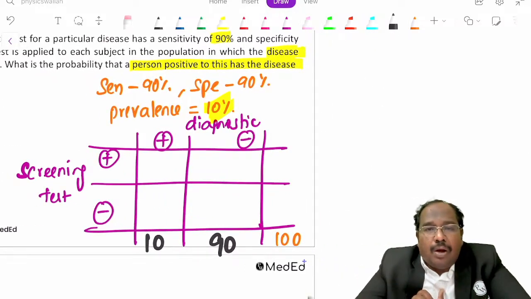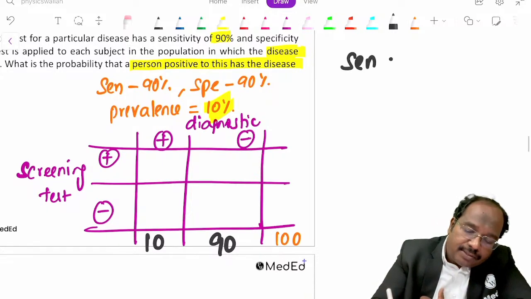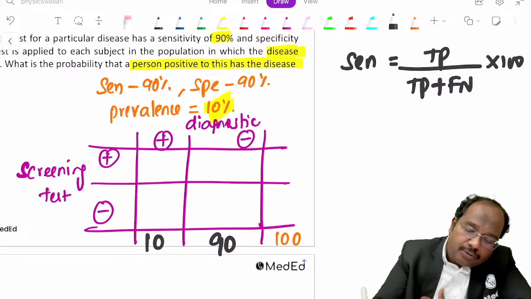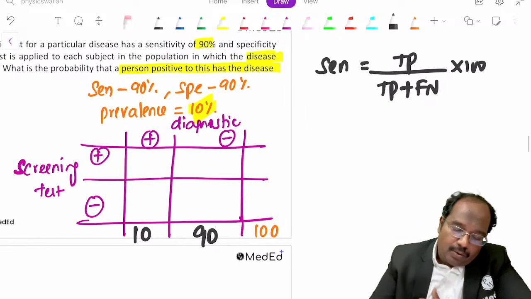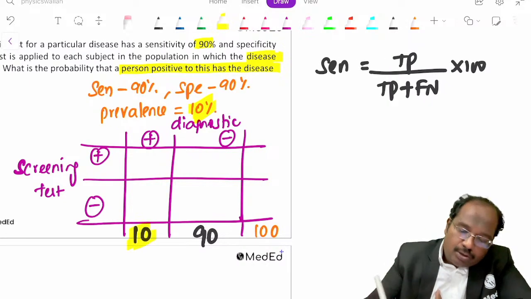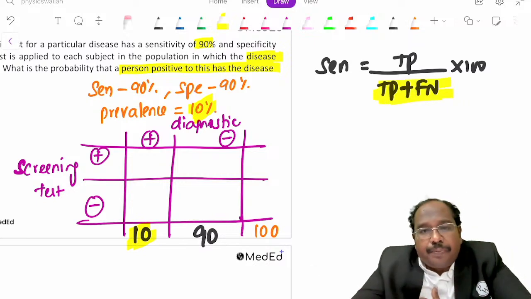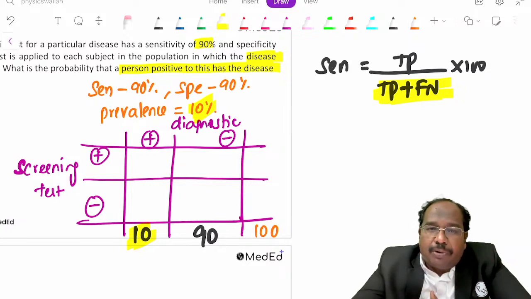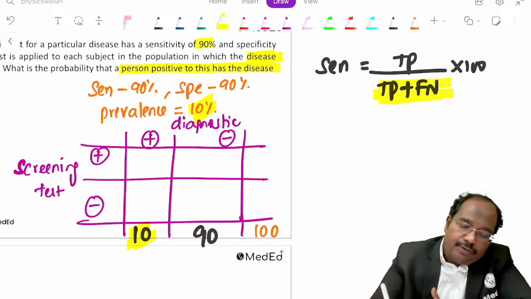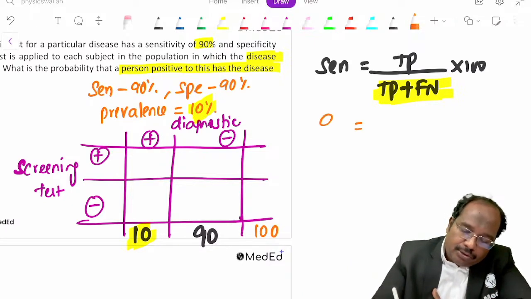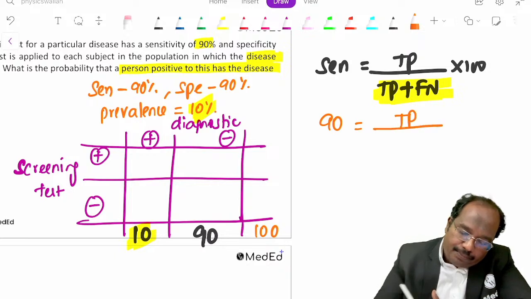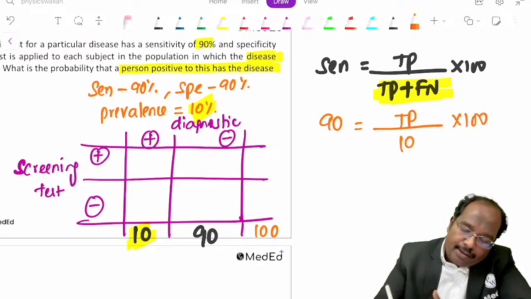What is the formula for sensitivity? Sensitivity is true positives divided by true positives plus false negatives, multiplied by 100. True positives plus false negatives are the diseased people, the diagnostic test positive. So we will substitute it here: 90 equals true positives by 10, multiplied by 100. So what are the true positives? You do this calculation.